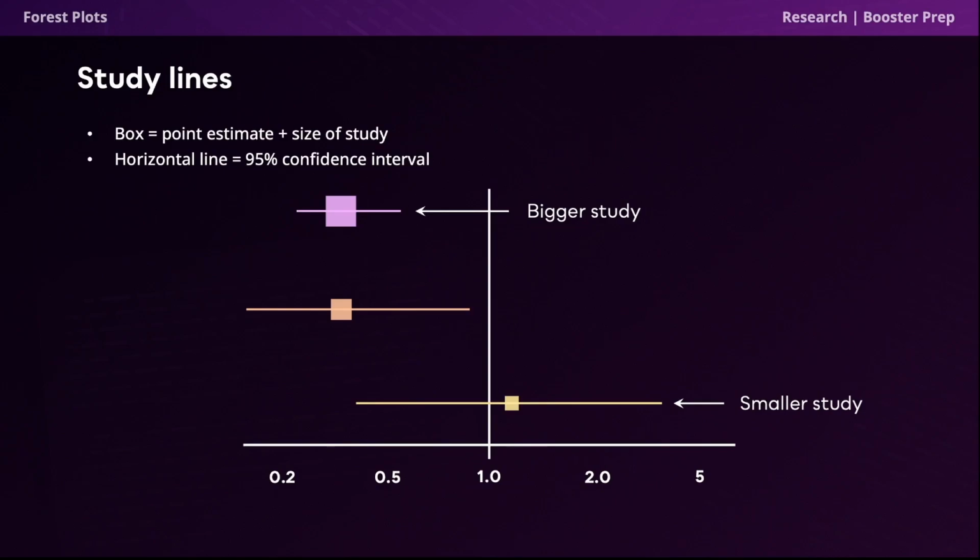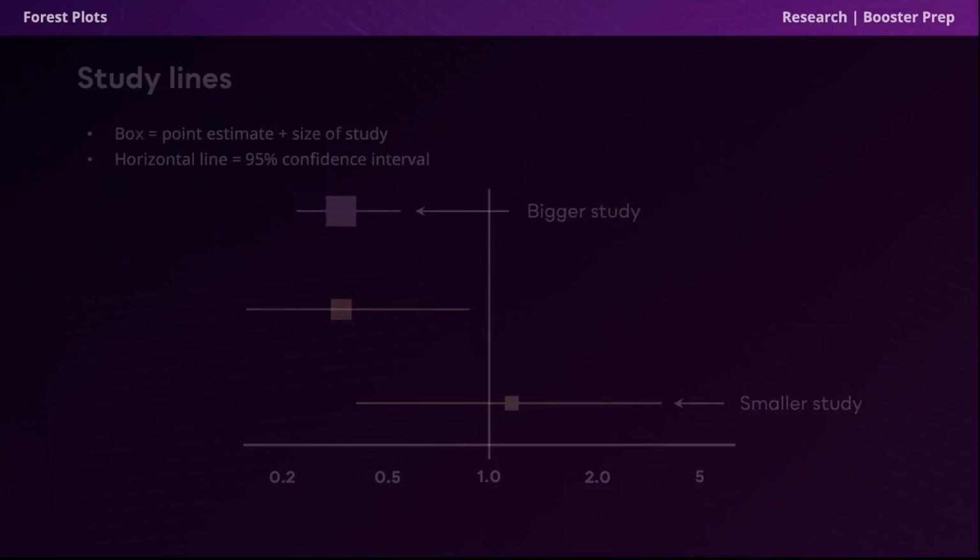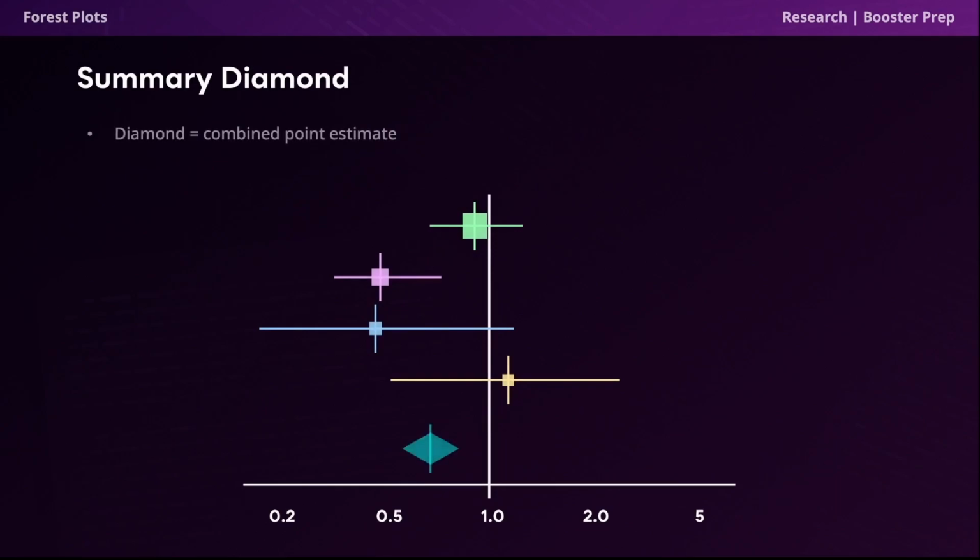One more thing worth mentioning relates to the positioning of the horizontal lines relative to the line of null effect. When they are more to the left, this means that the study favors the experimental intervention or treatment being studied. When they are more to the right, this means that the study favors the control group or no intervention. The diamond of a forest plot serves as a summary statistic that combines the results from all included studies to provide a single estimate of the effect size across the entire body of evidence.